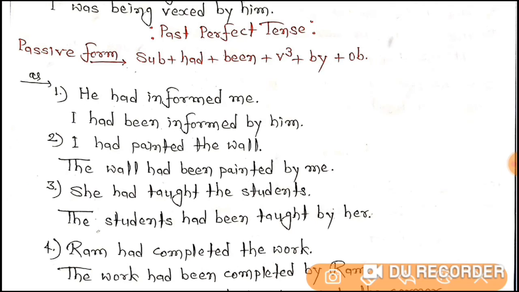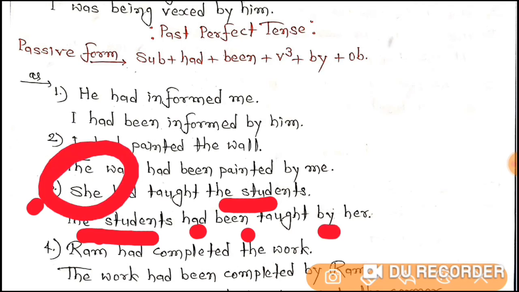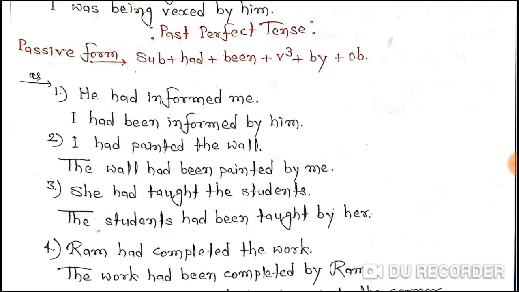Now let's understand the third one. Third one is what? She had taught the students. So here the object is what? The students. So the students has become the subject of passive voice, and then had, then been, then V3 as taught, and then by, and she has become what at last? Her. So your sentence is now: the students had been taught by her.